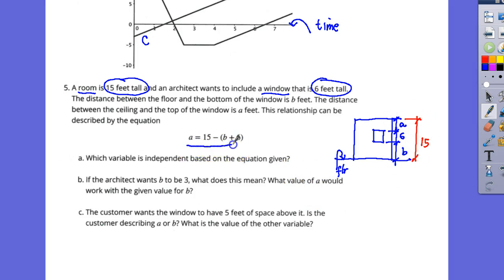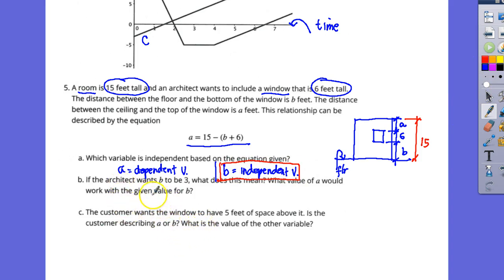They also gave you the equation over here. Which variable is independent based on the equation given? You have A equals 15 minus B plus 6. You're solving for A, and the value of A depends on the value of B. Therefore, A is your dependent variable, and B is your independent variable. So the answer is B.